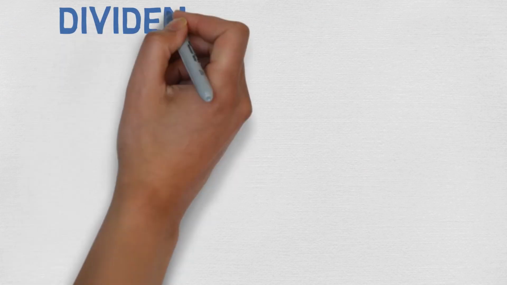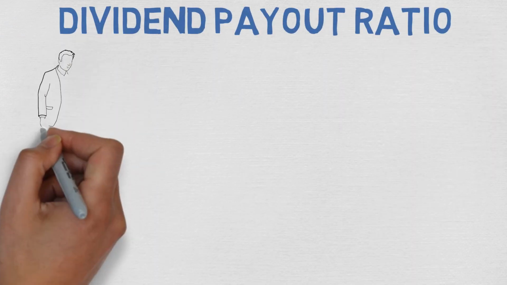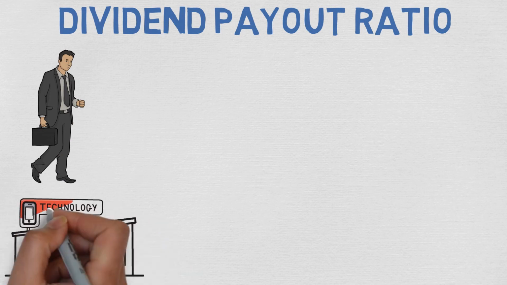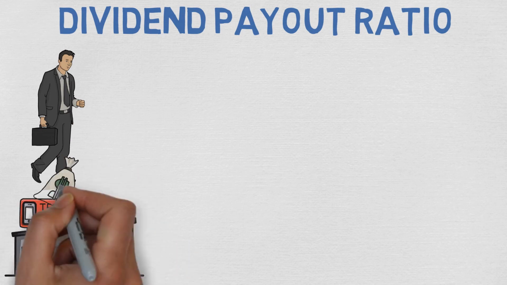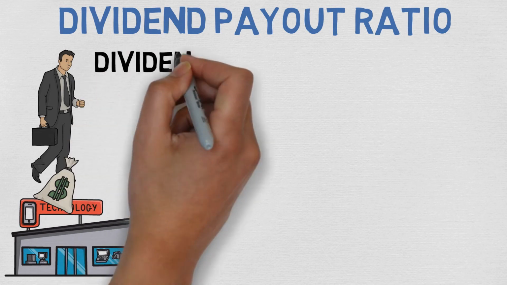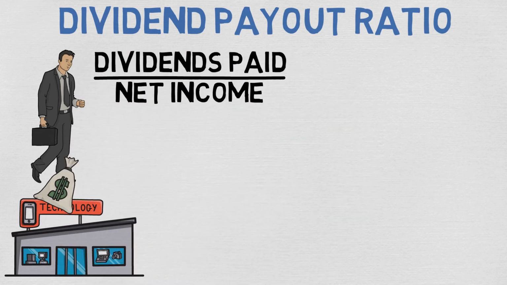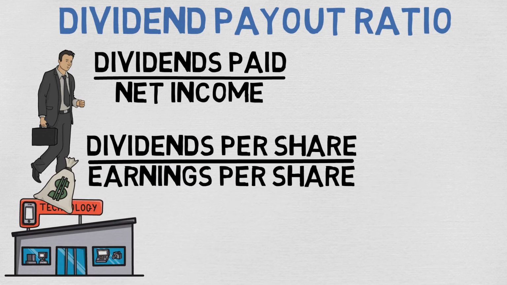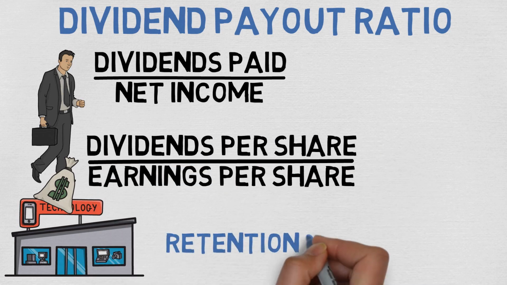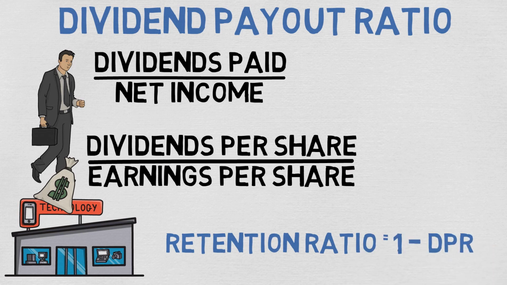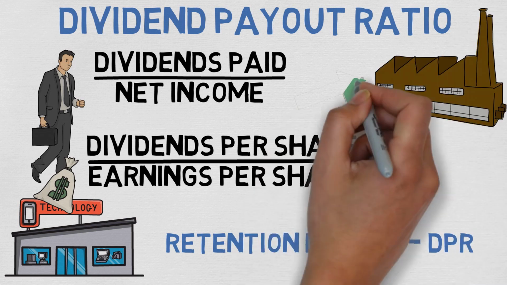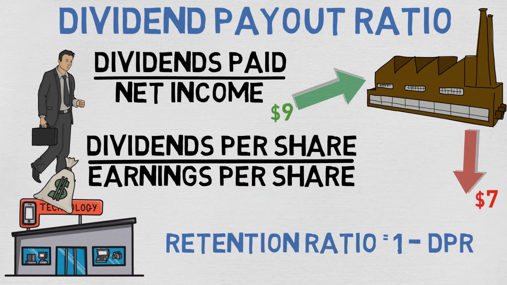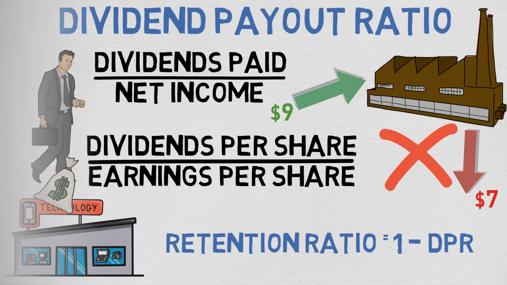So, there is the dividend payout ratio explained. In short, the dividend payout ratio tells us how much a company is paying to shareholders and how much they are keeping for the company. It is calculated by dividing the dividends paid by the net income or by dividing the dividends per share by the earnings per share. The retention ratio is calculated by subtracting the dividend payout ratio from the number 1. If a company has a dividend payout ratio over 100%, it means that the dividends are not sustainable long term.